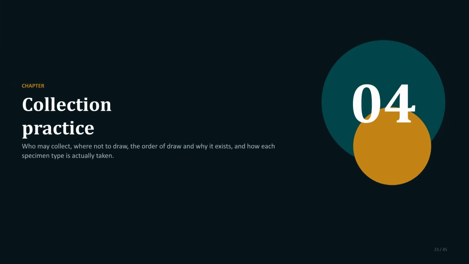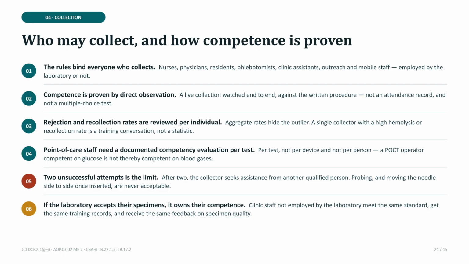Moving into Chapter 4, we explore collection practice. This covers who is authorized to collect, where not to perform a draw, and the precise techniques for taking different specimen types. Everyone who performs collections must be held to the same standards, whether they are lab staff or clinical nurses. Competence must be proven by direct observation, not just attendance records, and performance must be monitored.